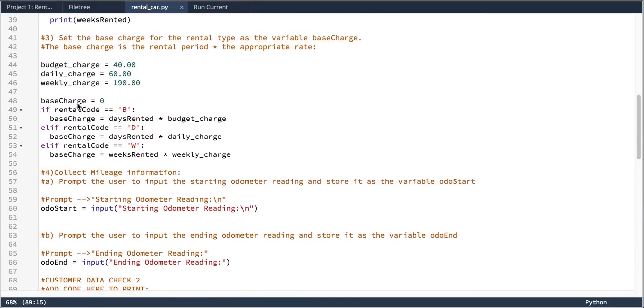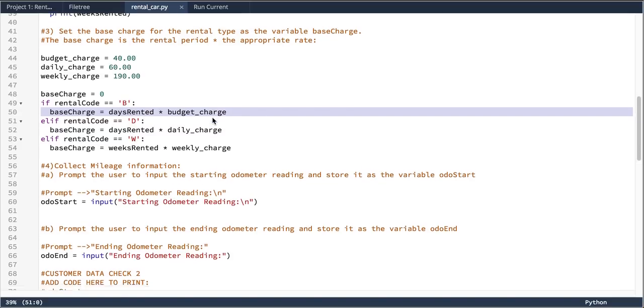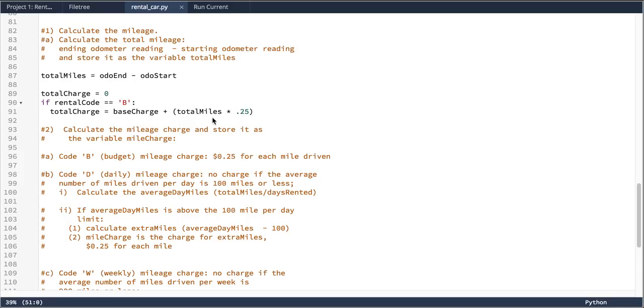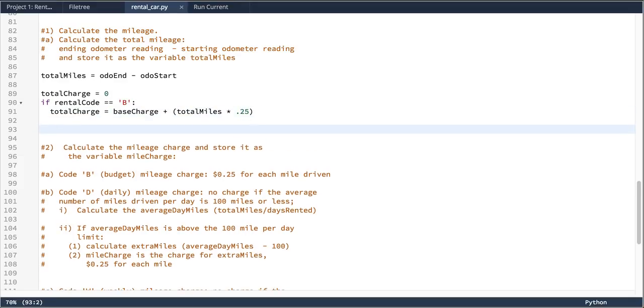We calculated our base charge up here. For budget, the base charge was days rented times the budget charge. And down here, we're going to say total charge is base charge plus the total miles times 0.25, because it's 25 cents a mile on top of the base charge. So here, we're just going to do a little quick test. We're going to print total charge.